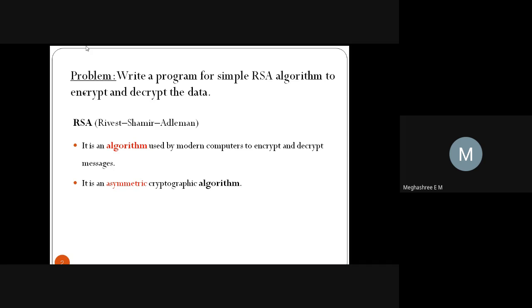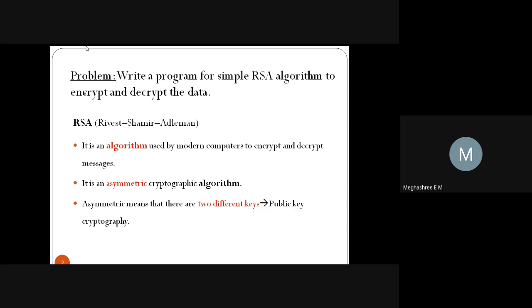In a symmetric cryptographic algorithm, we use the same key, that is a private key, between the two parties involved in the communication. So the same key is shared between the two parties, right? Whereas in an asymmetric cryptographic algorithm, private as well as public keys are used. So two different keys are used in an asymmetric cryptographic algorithm, and it is also called public key cryptography.